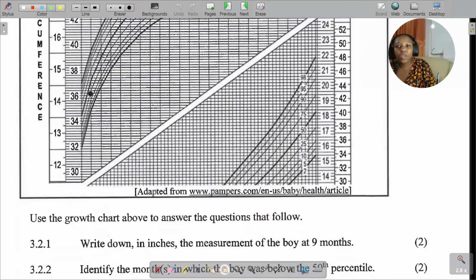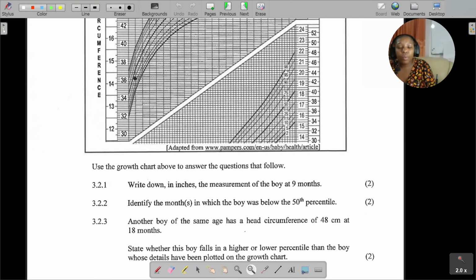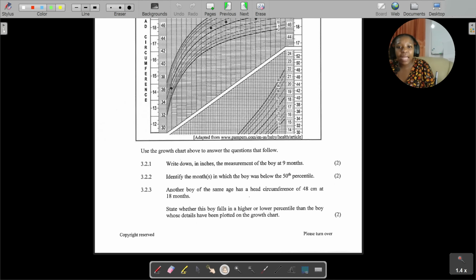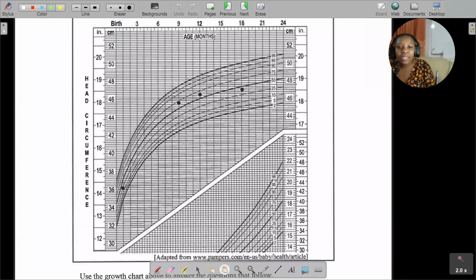So now let's have a look at the questions. Use the growth chart above to answer the questions that follow. Question 3.2.1. Write down in inches the measurement of the boy at 9 months. So what is the measurement of the boy at 9 months? All that we want to do is determine the boy's measurement at 9 months, so we need to go to 9 months. There it is. Do you see?